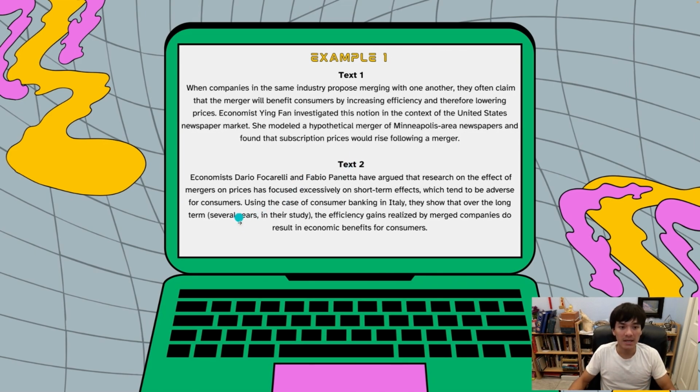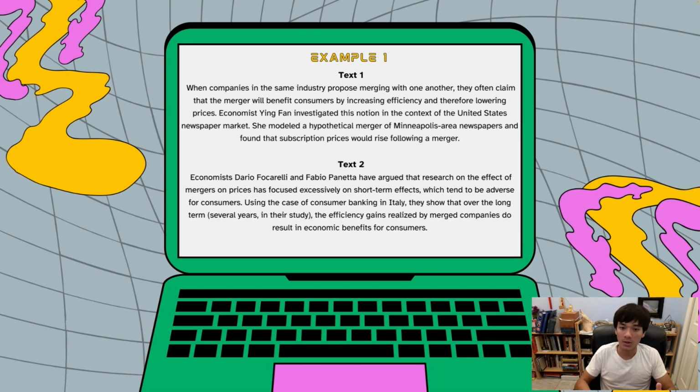Text 2 says, economists Dario Focarelli and Fabio Panetta have argued that research on the effect of mergers on prices has focused excessively on short-term effects, which tend to be adverse for consumers. Using the case of consumer banking in Italy, they show that over the long term, several years in their study, the efficiency gains realized by merged companies do result in economic benefits for consumers.